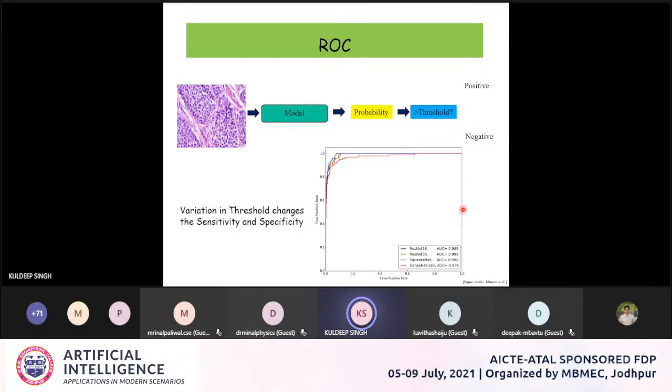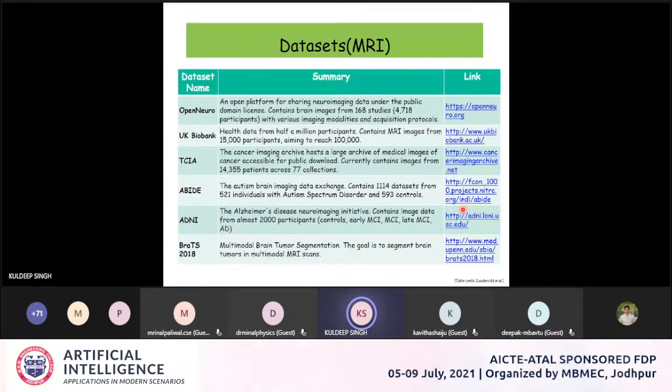Now let's talk about the data sets. For research purposes, specifically in the field of MRI, we have various public data sets. You just have to take permission from the originators of these data sets, and then they will give you the permission for downloading them. Once you have downloaded the data set, you can train your own customized model and build an application over it.